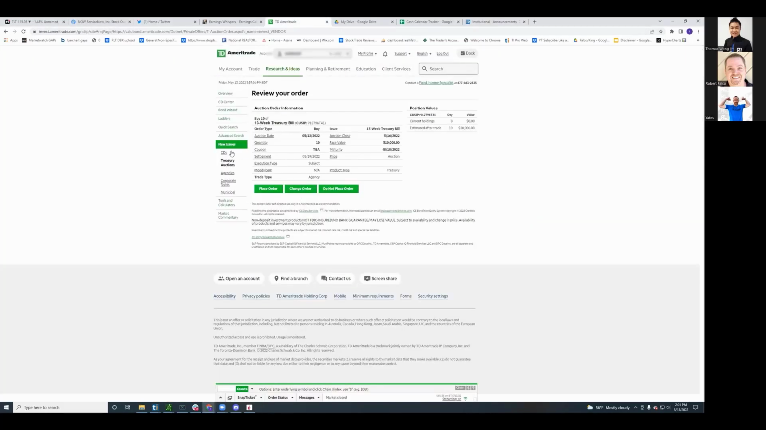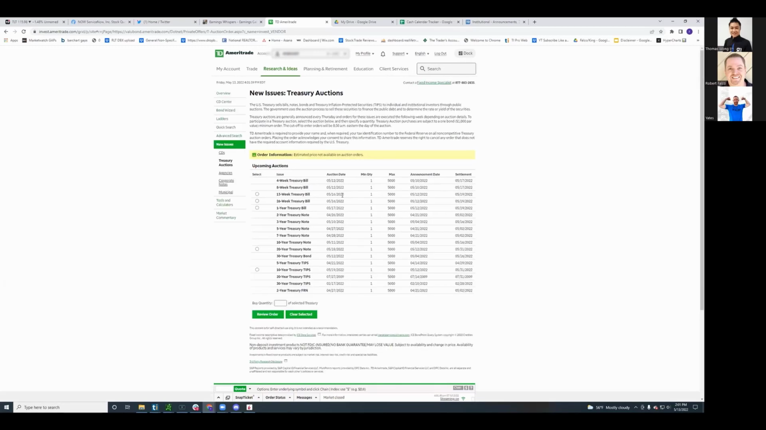Just like I went into here, new issues, treasury auctions, go back, and then it'll have the little bubble here as far as which ones are open. Because they have different auction dates and different announcement dates. Then you can obviously see the settlements, etc.